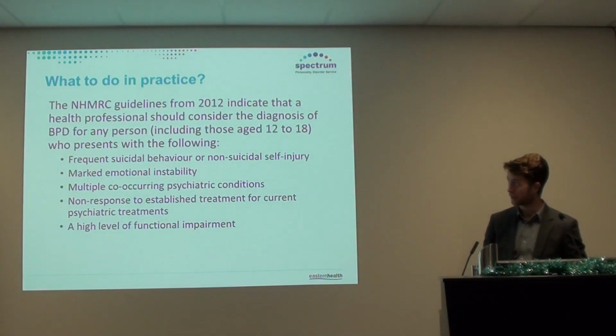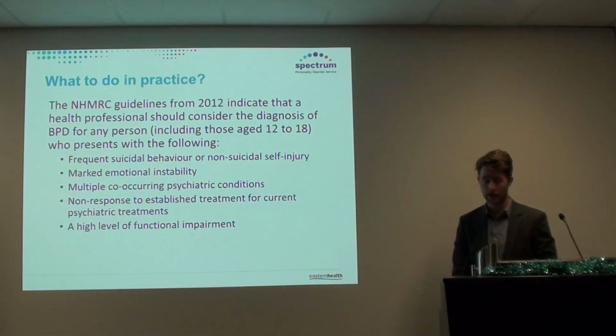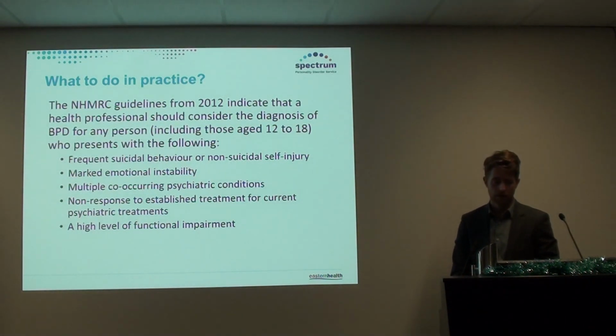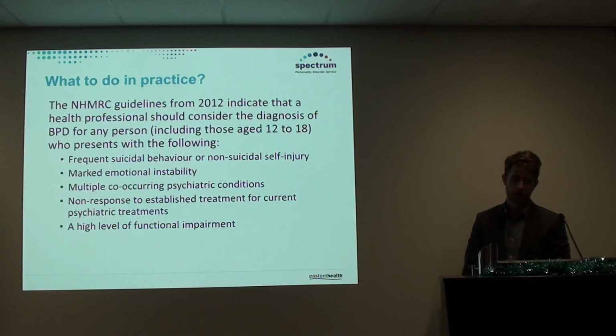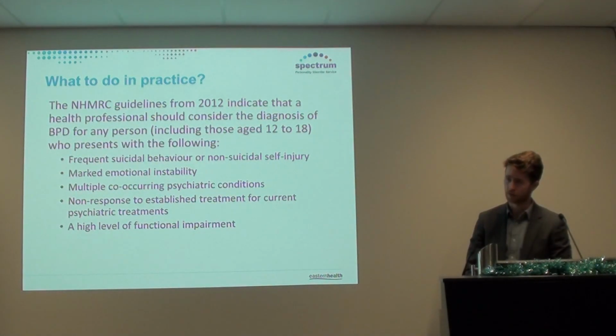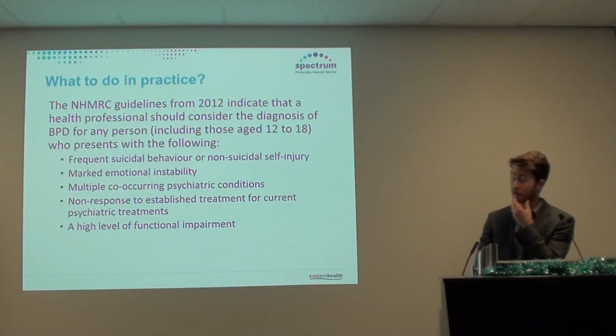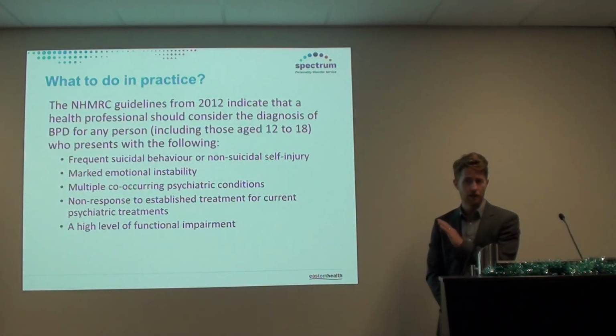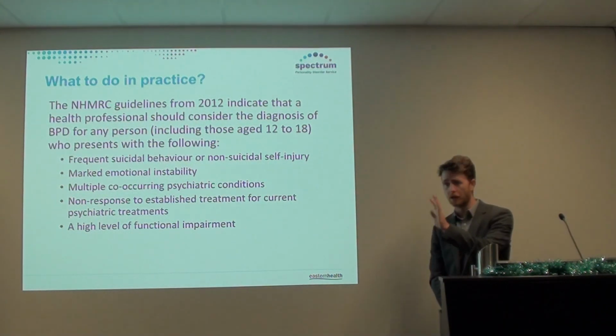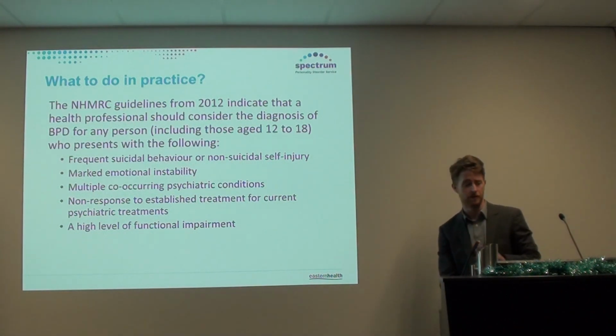So what to do in practice? Because we go back to the NHMRC guidelines from 2012. In terms of when you should start thinking about the diagnosis of BPD: anytime you see frequent suicidal behavior or non-suicidal self-injury, anytime there's marked emotional instability, multiple co-occurring psychiatric conditions, and I think quite significantly, non-response to established current psychiatric treatments, and a high level of functional impairment. Anytime, I just would hope that it would run through your mind that that might be the diagnosis.